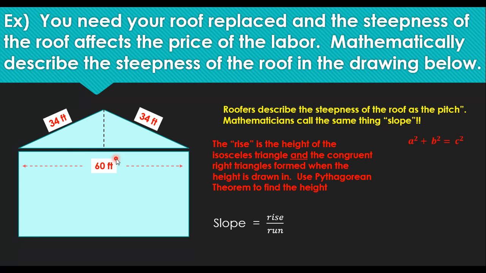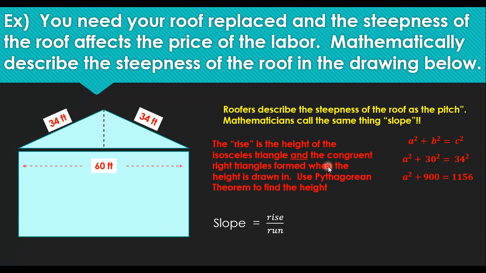But Pythagorean theorem is a squared plus b squared equals c squared. A squared is probably this height right here. I guess we're going to say this is a squared plus b squared. This is going to be half of 60, or 30. And c squared is this hypotenuse right here, assuming that this is a right angle. That would have to be my hypotenuse.